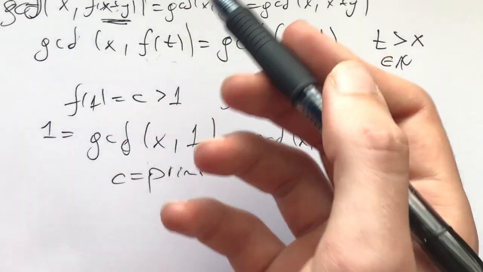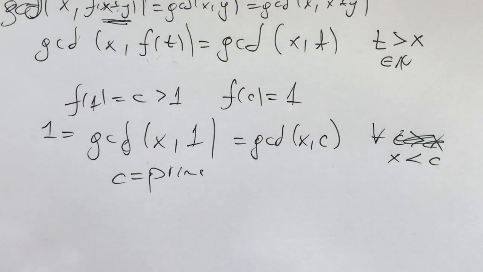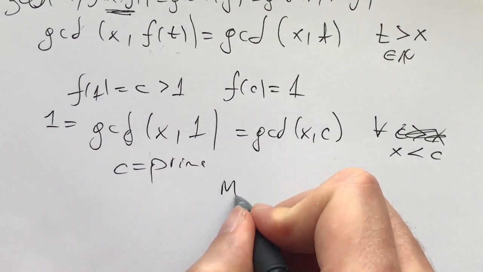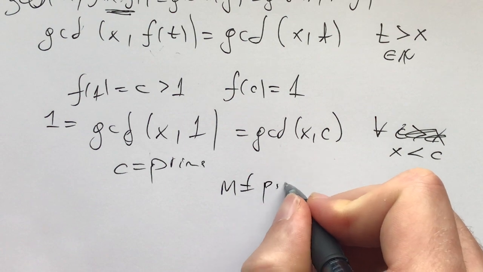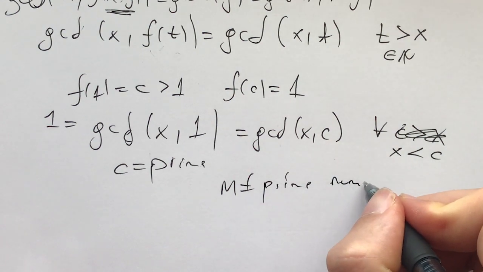And if f of x is equal to x for every single letter x, that will be a solution. And now with that, we know that m is not equal to any prime number or 1.